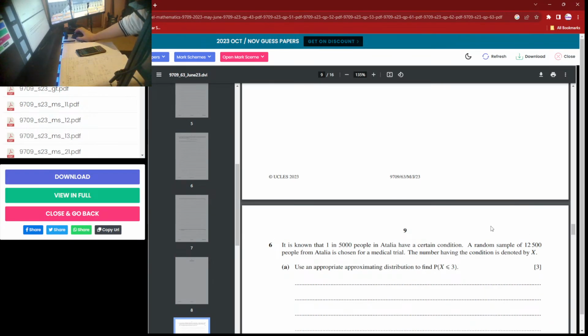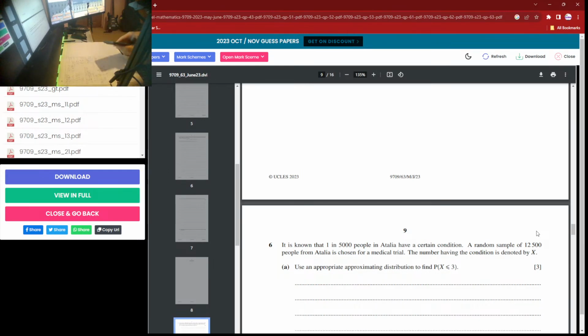6a. It's known that 1 in 5,000 people in Atalia, sorry, I read that as Africa, have a certain condition. A random sample of 2,500 people from Atalia is chosen for a medical trial. The number having the condition is denoted by X. So the probability is 1 in 5,000. Then our mean will be equal to 1 over 5,000 times 2,500, which gives us 5 over 2.